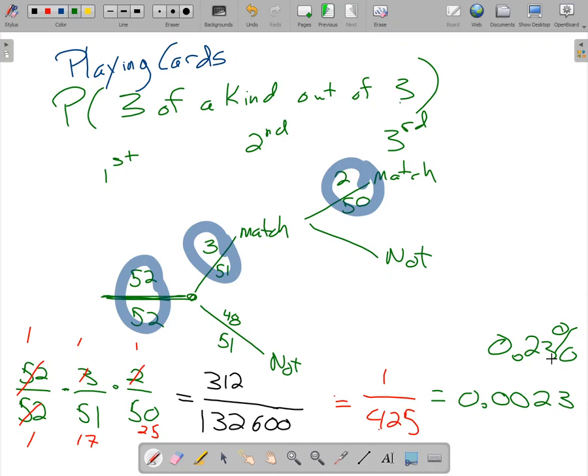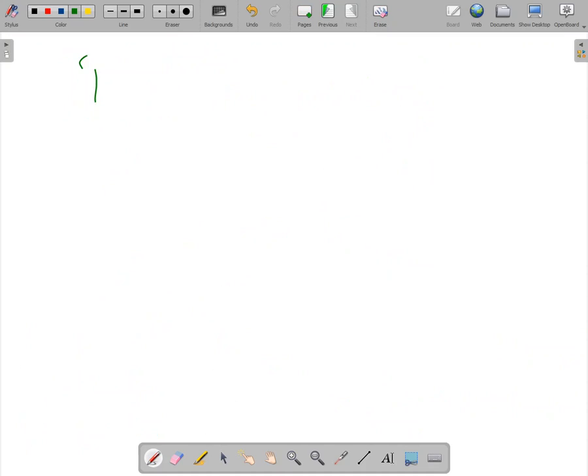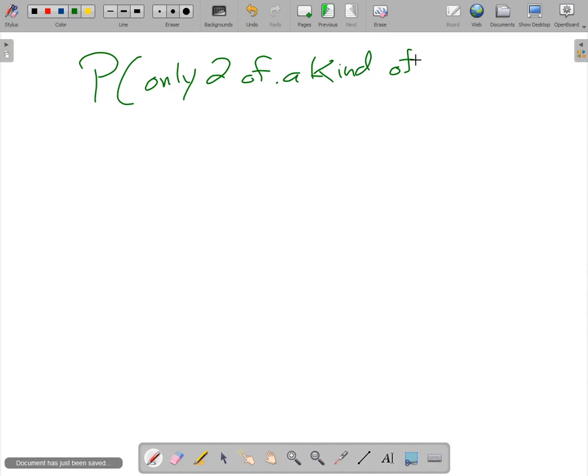So instead of asking the probability of 3 of a kind out of 3, the slightly harder version would be: what's the probability of getting only 2 of a kind out of 3? You draw 3 cards, but only 2 of them match. The third card's different. It's slightly harder. We have half of the tree there to do it. We're actually halfway done with that problem.